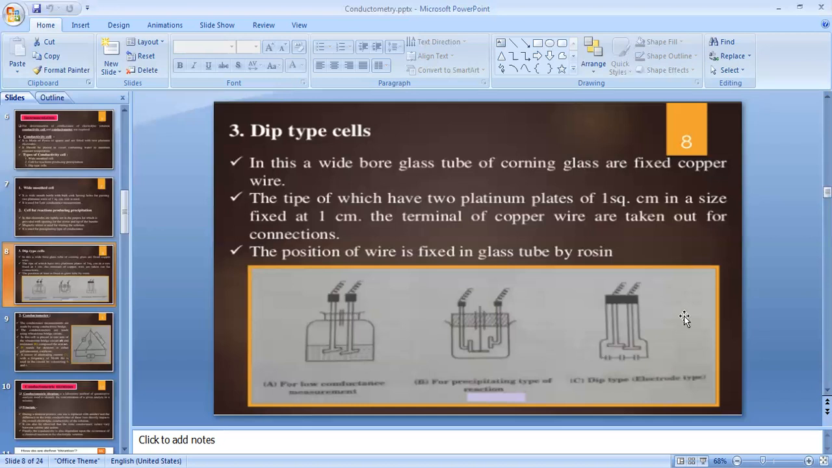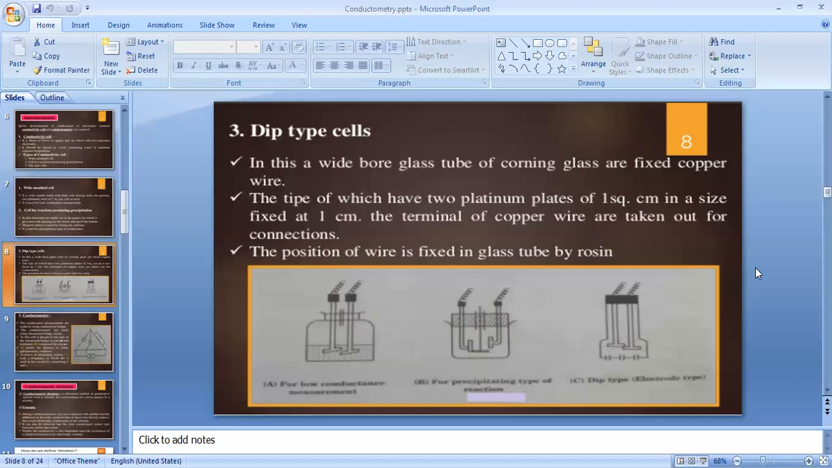The third type of conductivity cell is the dip type cell. It is a wide bore glass tube of corning glass fixed with copper wire. The platinum wires are fixed with the help of the copper wire, and the tip has two platinum plates of 1 square centimeter in size, fixed at 1 centimeter distance. The terminals of the copper wires are taken out for connection with the voltage, and the position of the wire is fixed in the glass tube by rosin. So this is the dip type cell. In it, there are two electrodes placed at a distance of 1 centimeter, with platinum plates of 1 square centimeter size.